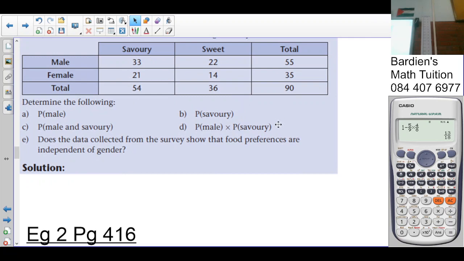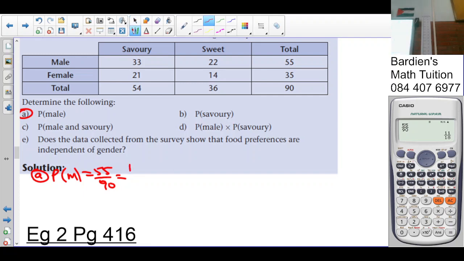Okay. So determine the following. A. The probability of being male. So what's the probability of it being male? 55. So probability of male is 55 over 90. 55 over 90 gives you 11 over 18.